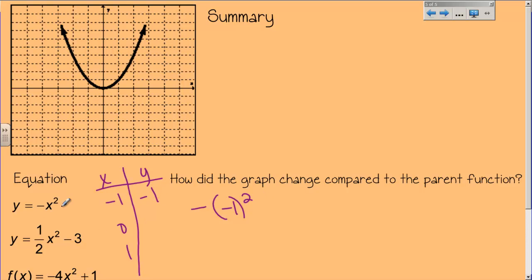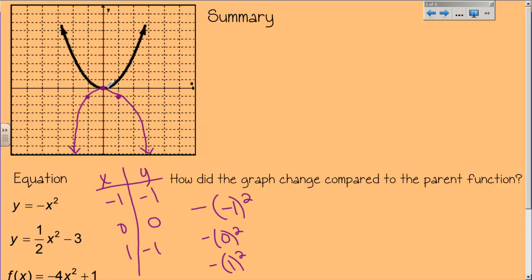If I do 0 squared, I have the opposite of 0 squared. Well, 0 squared is 0, and the opposite of 0 is still just 0. And then when I do positive 1 squared, I have the opposite of 1 squared. Well, 1 squared is 1, and the opposite of that is negative 1. So when I plot these points, I have negative 1, 0, 0, and 1, negative 1. And so when I graph this, hopefully you will see what happened.